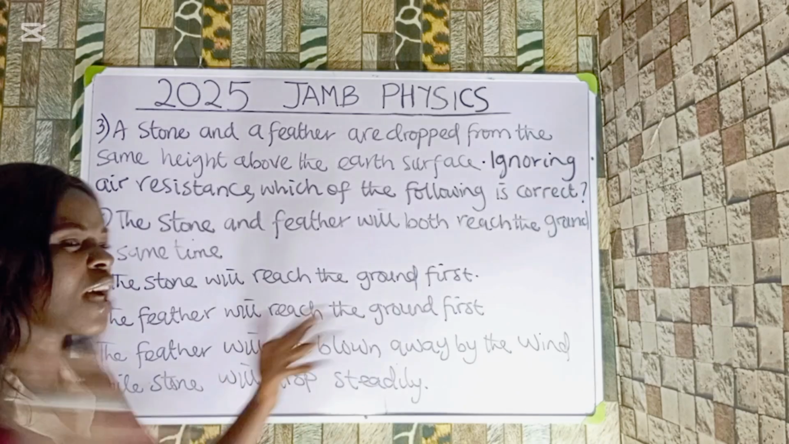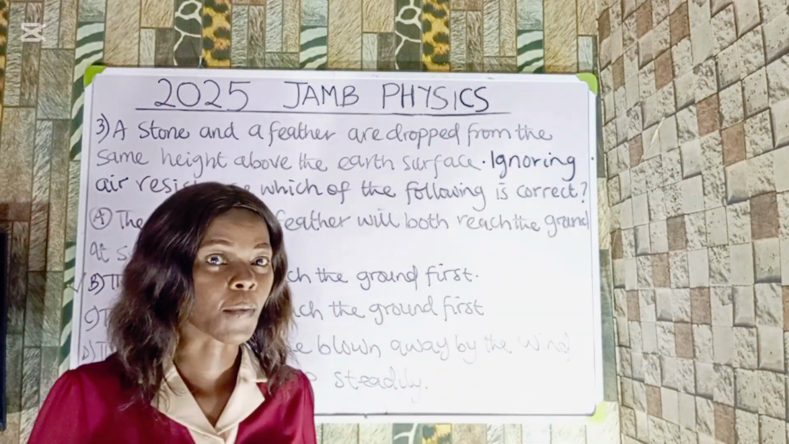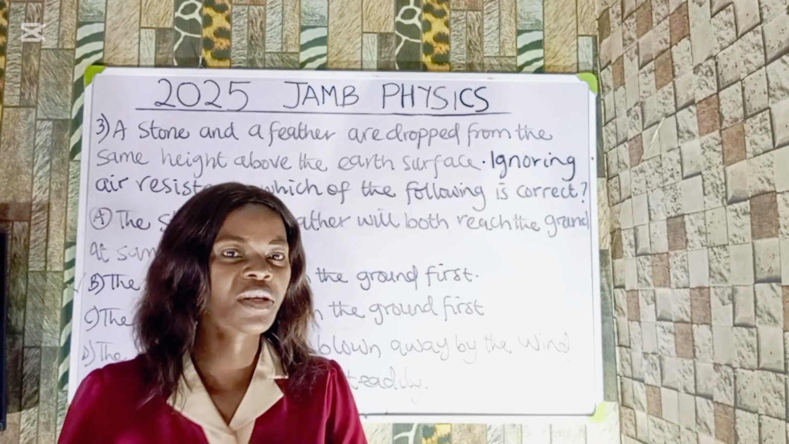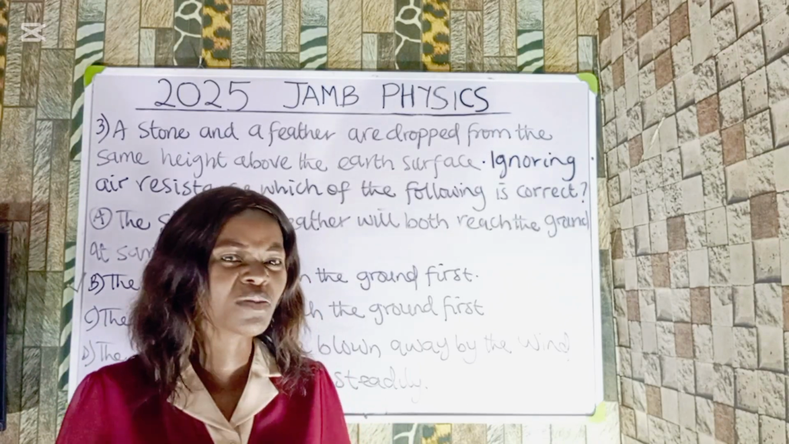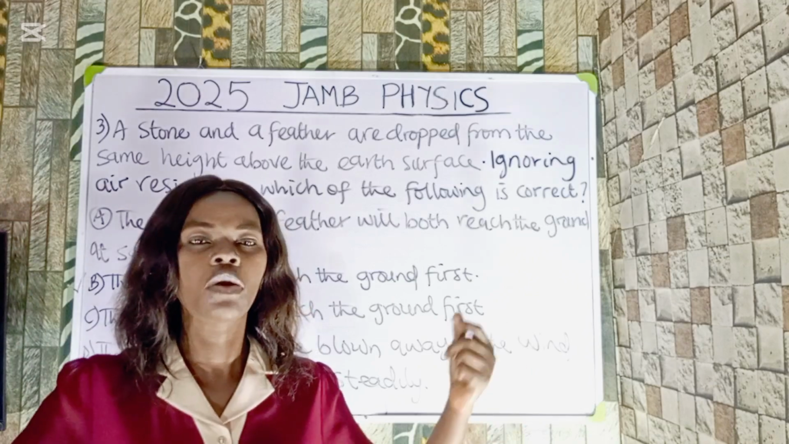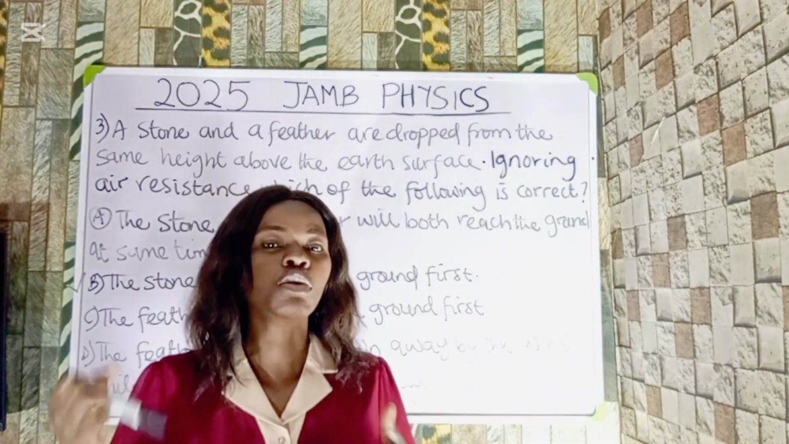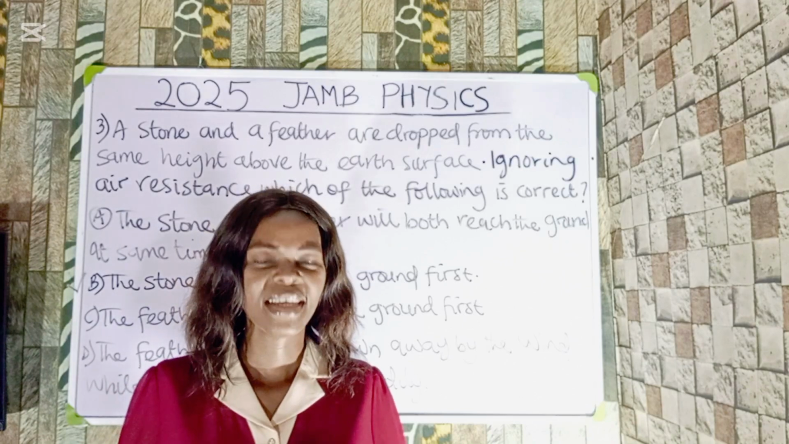That means let's assume there is no air affecting both the stone and the feather. Which one will reach the ground first? Let's assume that is what they mean by ignoring. There is no air resistance and they are being thrown from the same height. So which one will reach the ground first?